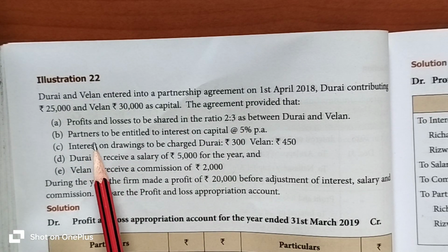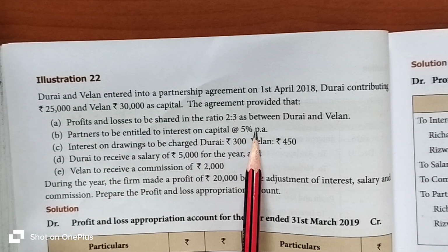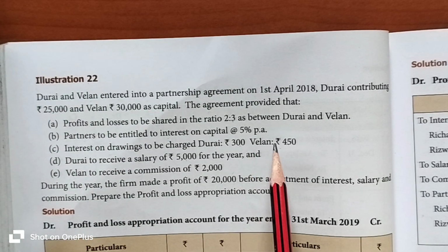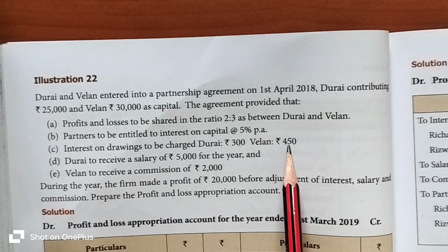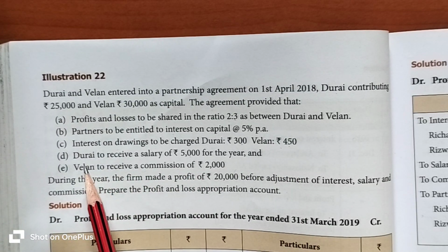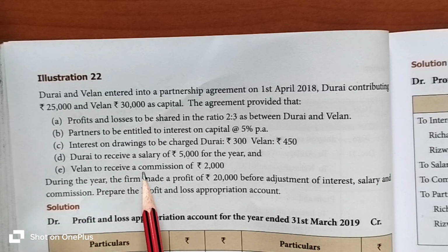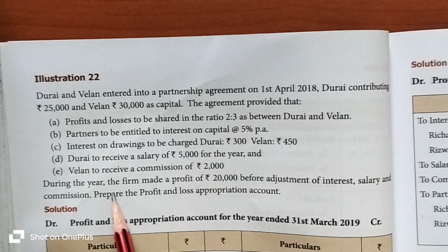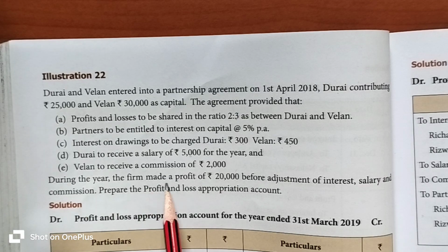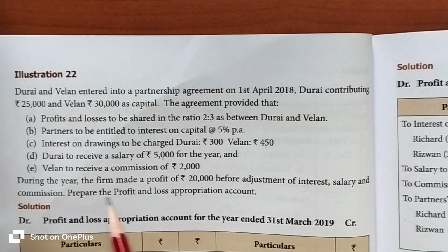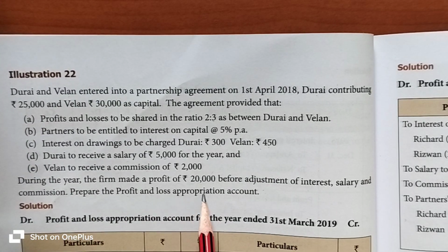The interest on capital is 5%, and interest on drawings for Durai is 300 and for Velan 450 rupees. Durai's salary is 5,000 rupees per year. Velan received commission of 2,000 rupees. During the year, the firm made a profit of 20,000 rupees before adjustment of interest, salary and commission. Prepare the profit and loss appropriation account.